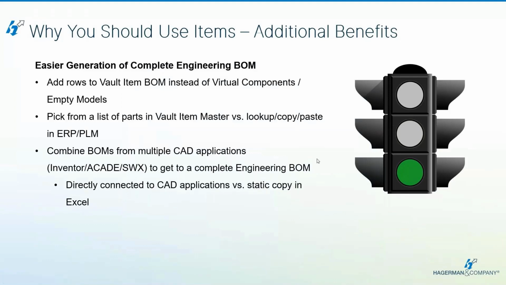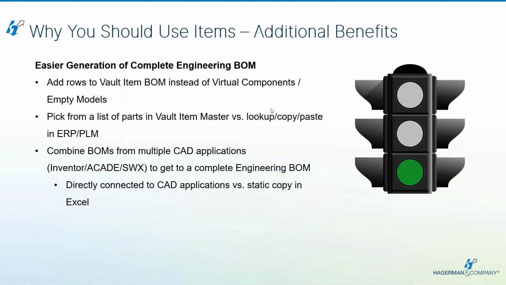And then finally, one of the biggest benefits in my mind, if you don't use something like model states and if you don't have a lot of files, is getting to a complete engineering bill of materials. You can certainly do this in Inventor by adding virtual components. You can add rows to a parts list on a drawing. You can export to a spreadsheet and type in and copy and paste and combine things, what have you. But Vault gives you much more capability to do this much faster.